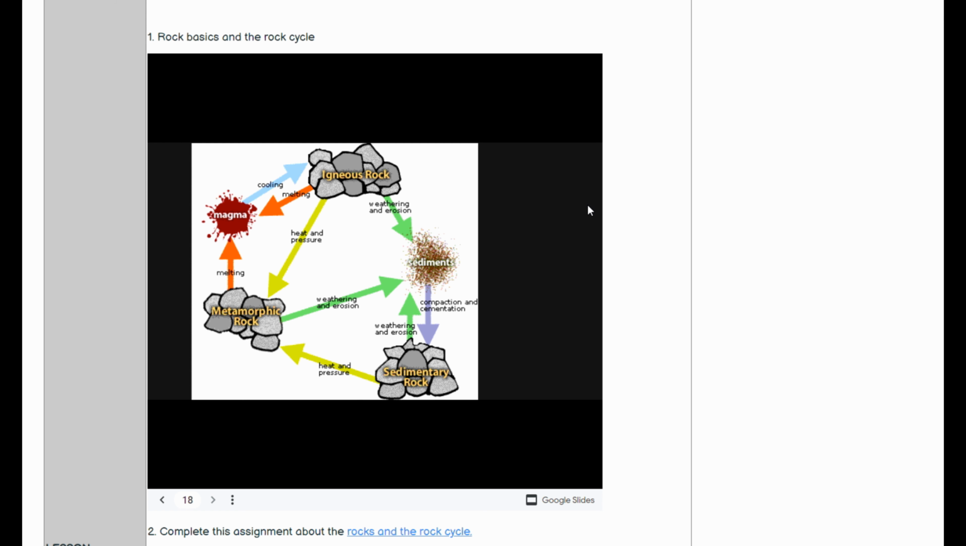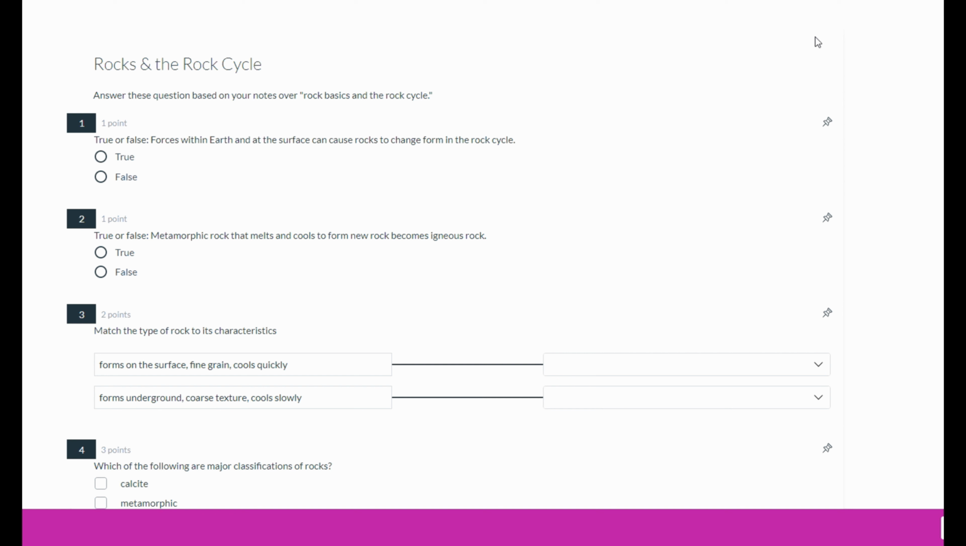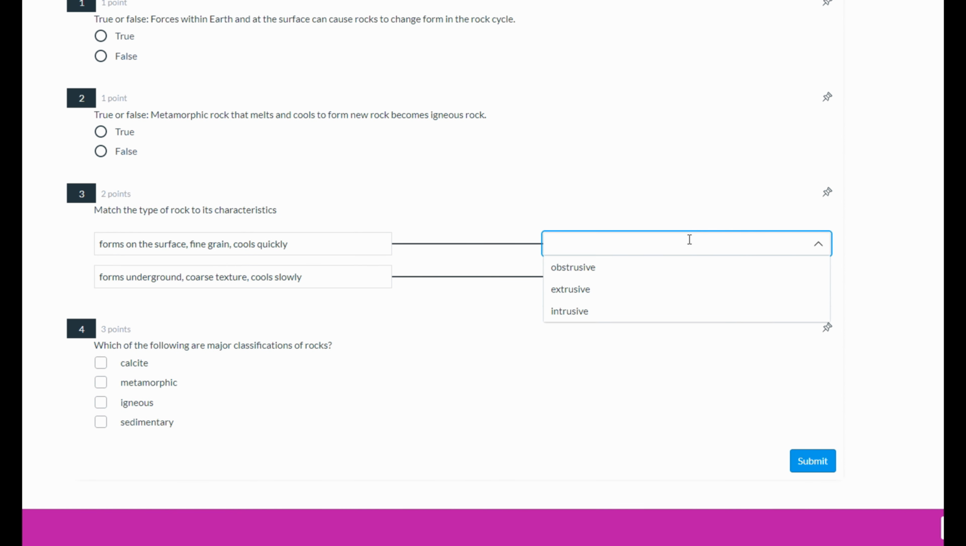Once you are done with that, you are done with these notes, and then you're ready to move on to the homework assignment. So the homework assignment then is to complete this assignment about rocks and the rock cycle. And this is what it's going to look like. When you get into this, it's one of those NADA quizzes. So you're going to have some true false, you're going to have some matching, and you're going to have some multiple select. There's only 4 questions. It should not take you more than 5 minutes to do this.